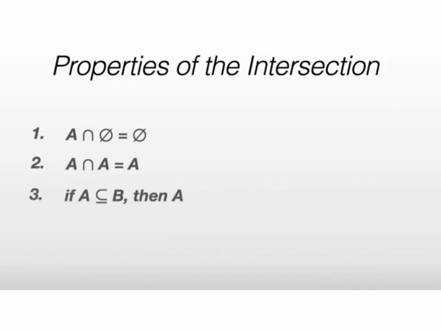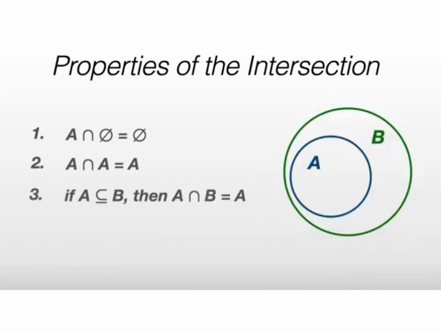If A is a subset of B, then the intersection of A and B is just A, the smaller set of the two, as indicated by the shaded area. This is because the elements in A are also in B. And just like with the union, A intersect B is the same as B intersect A. That is, the order of the sets doesn't make any difference to the intersection.